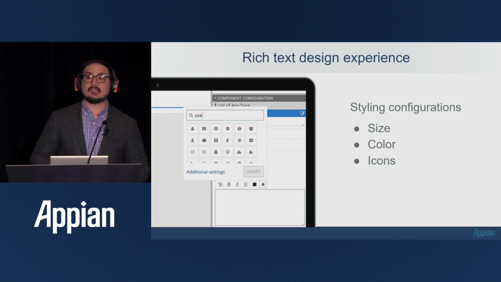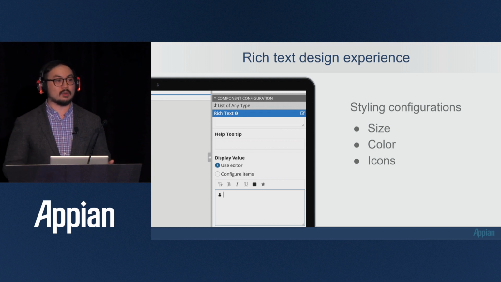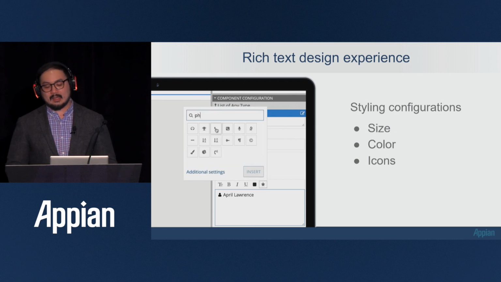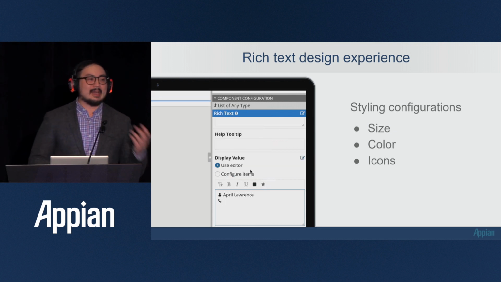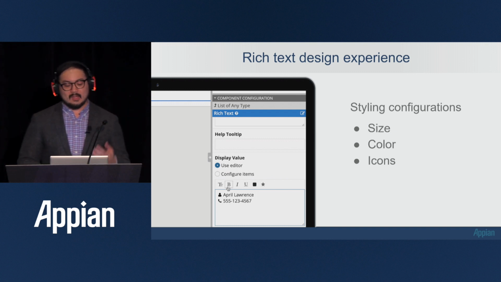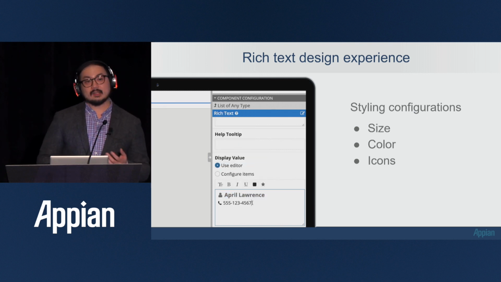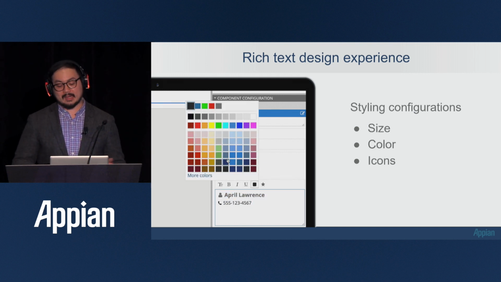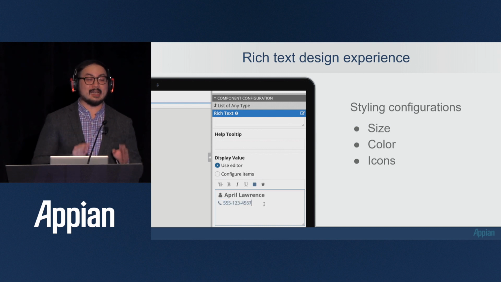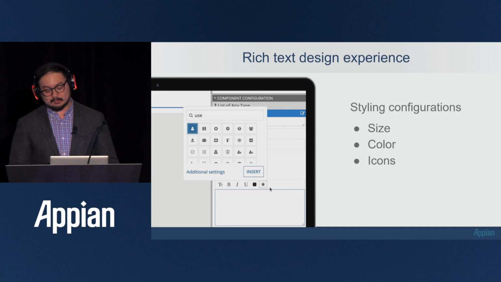So next, we have the rich text design experience. So rich text is crucial for creating those visual, beautiful interfaces that we all want and need in our reports. So we can do things like add flair to instructional text, call out performance metrics, things like that. And now with our styling configurations, you can configure size, color, icons for all this text. So then you can focus on the dynamism of the data that you need without having to worry about the styling.